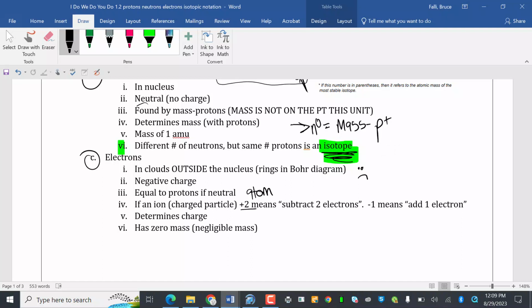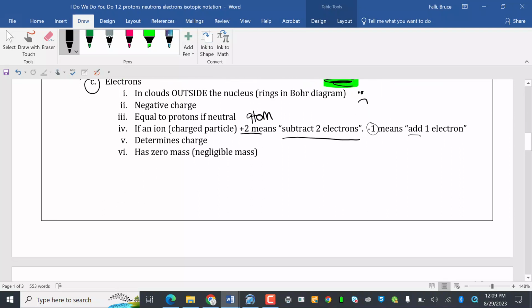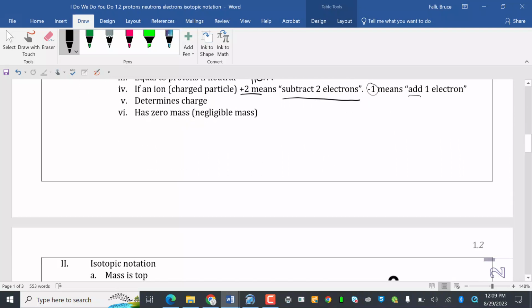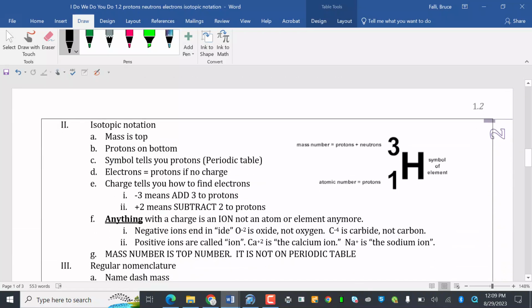If I have a charge of +2, that means subtract 2 electrons. Isn't that weird? It's the opposite. If my charge is -1, that means add 1 electron. They determine the charge. And electrons have 0 mass. Really, they have negligible mass. It's so small it doesn't matter, but for us, we'll roll with 0.